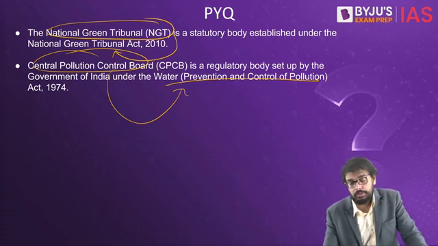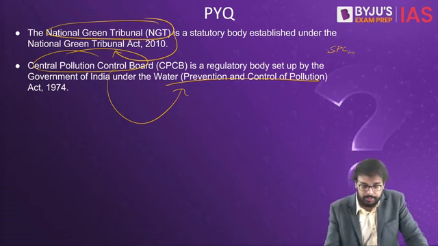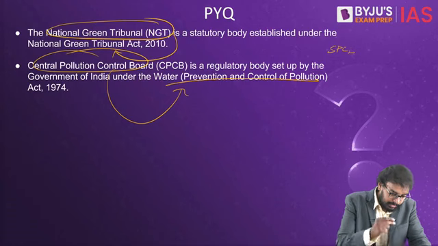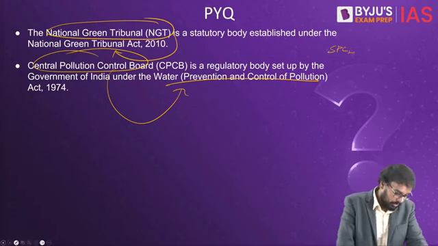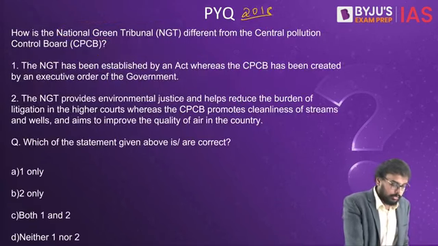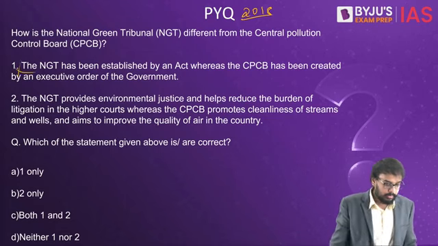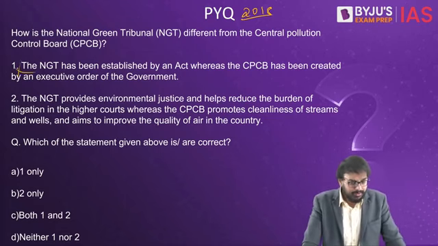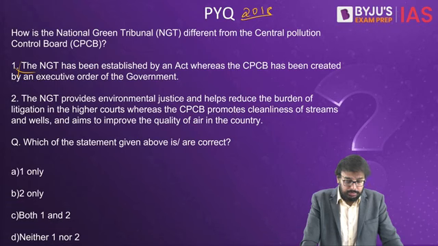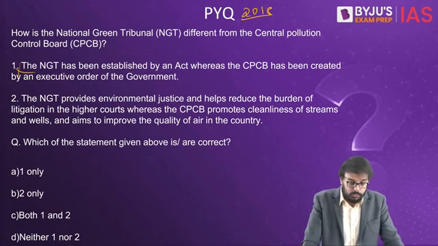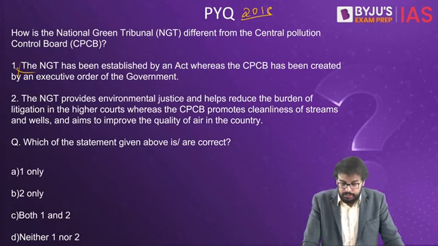Take the SPCB, the State Pollution Control Board. Even that is a statutory body established under the same act. So CPCB is a statutory body, not an executive body. So statement 1 is wrong. What about statement 2? NGT provides environmental justice and helps to reduce the burden of litigation in the higher court, whereas CPCB promotes cleanliness of streams and wells, and aims to improve the quality of air in the country.